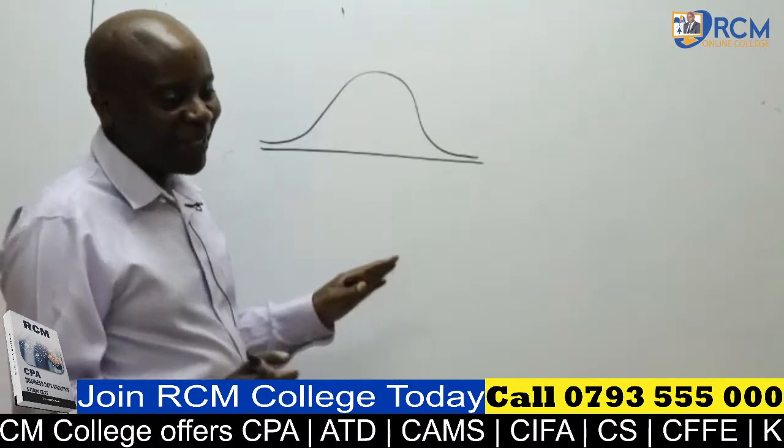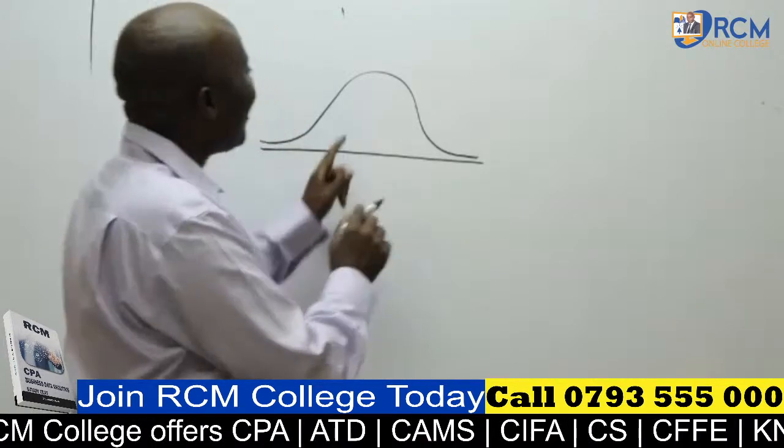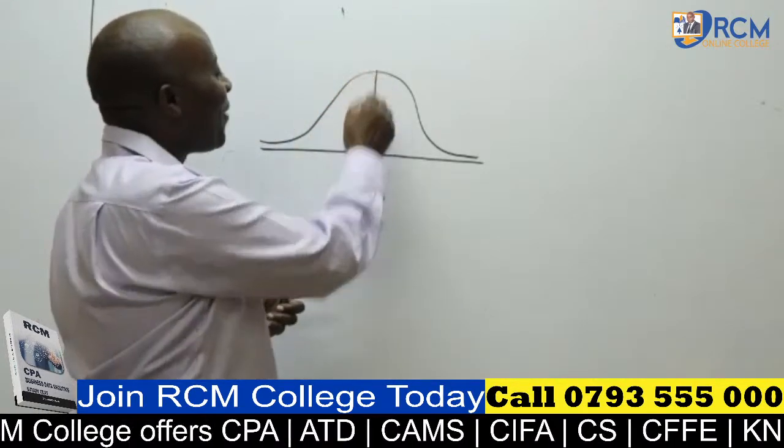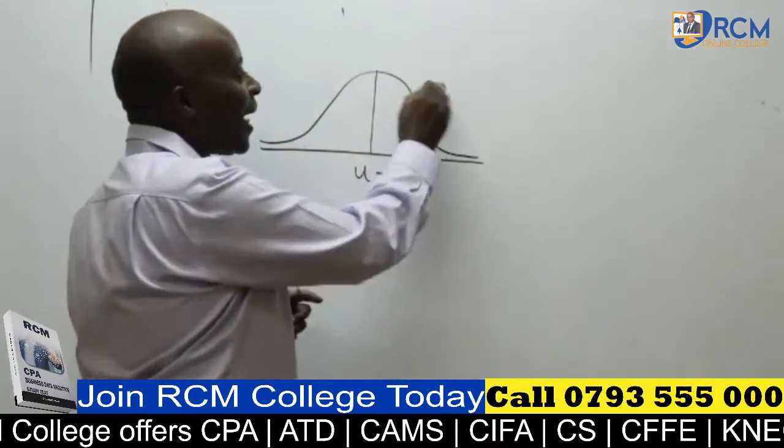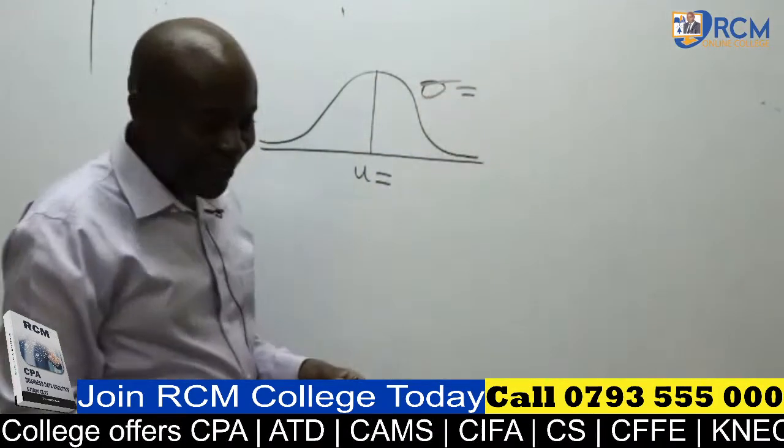We shall overcome. Now, this normal distribution is defined by two things. It has the mean and it has the standard deviation. Always.